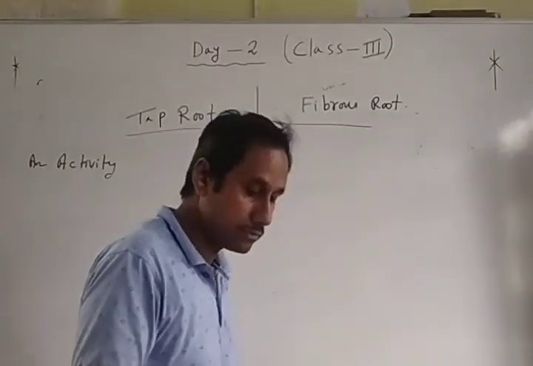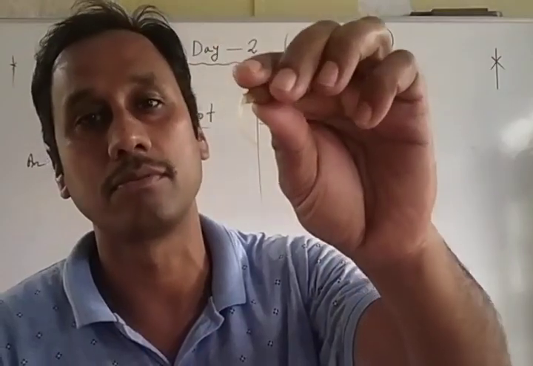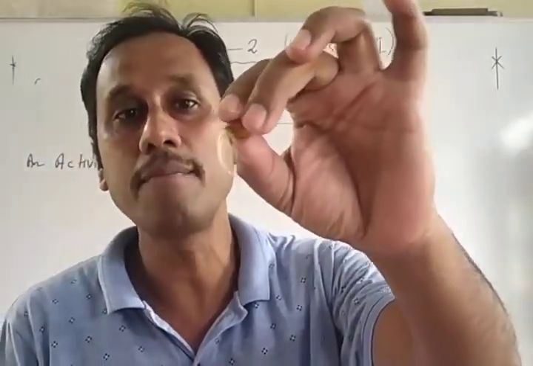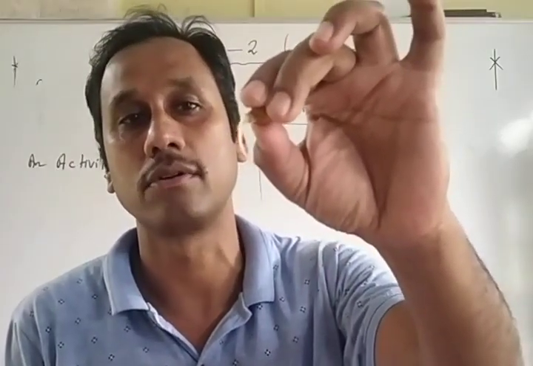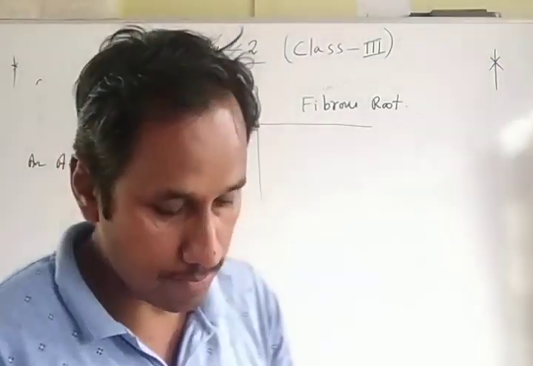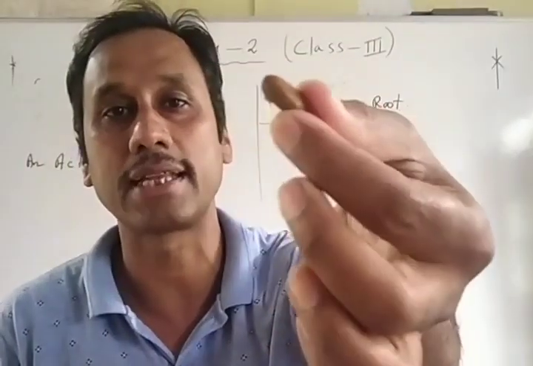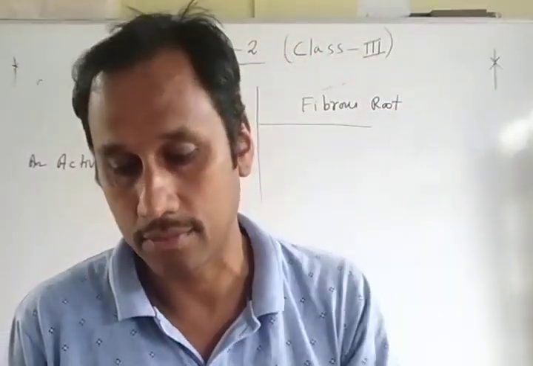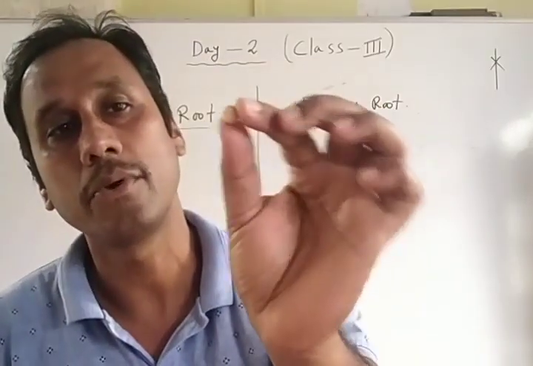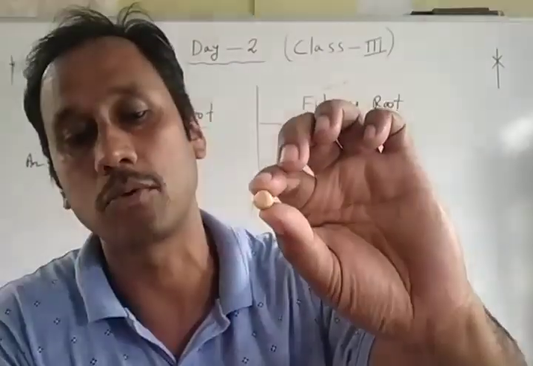The root starts growing out. In the gram seed, what has happened? One main root. Only one main root has come out. Isn't it? The same condition happens with the bean seed, one main root comes out. The same will happen with the pea, a white root comes out.